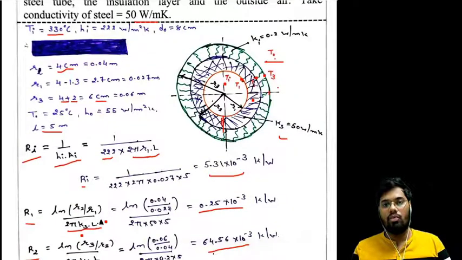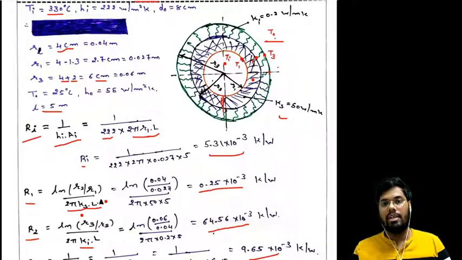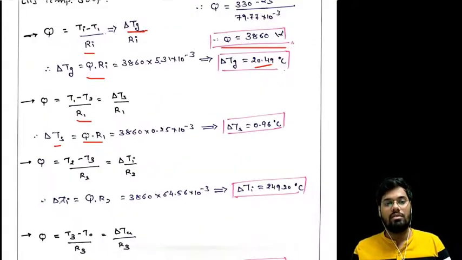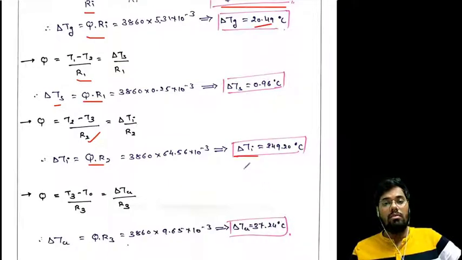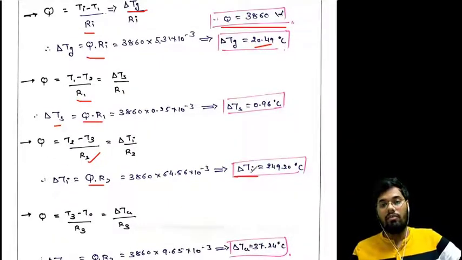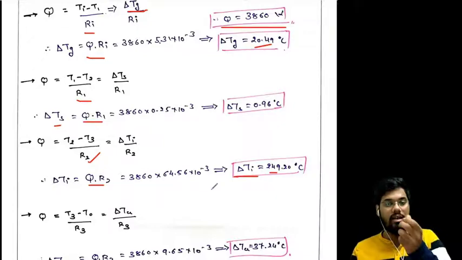Now between T2 and T3, it's an insulating material, so there would be only one resistance, which is R2. So when I put T2 minus T3, there would be only R2. Let's denote it as delta Ti, which is Q into R2. We know the values of Q and R2, so delta Ti would be 249.20 degrees Celsius. As we can see, there is a very high value of delta Ti because it's an insulating material, so there is a very large temperature drop across that insulating material.